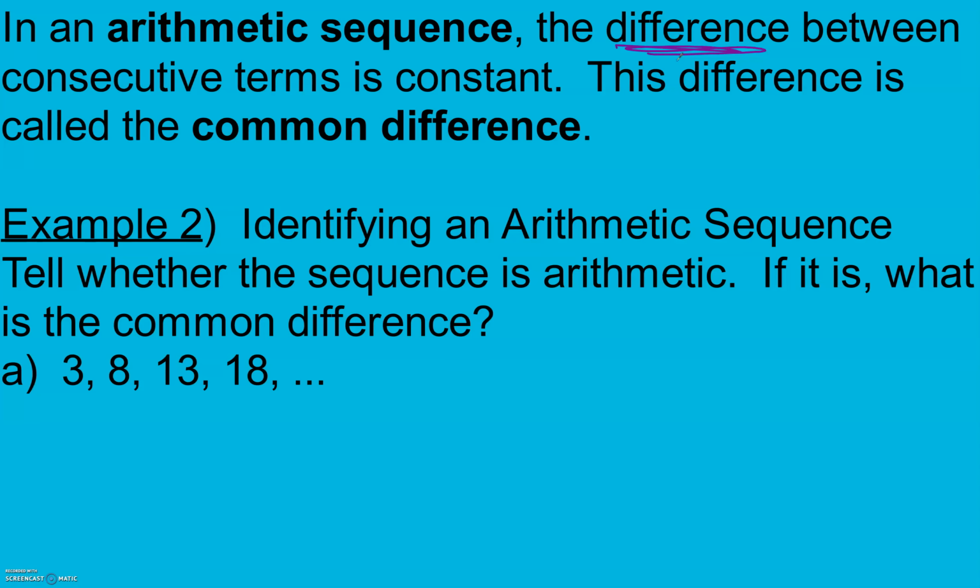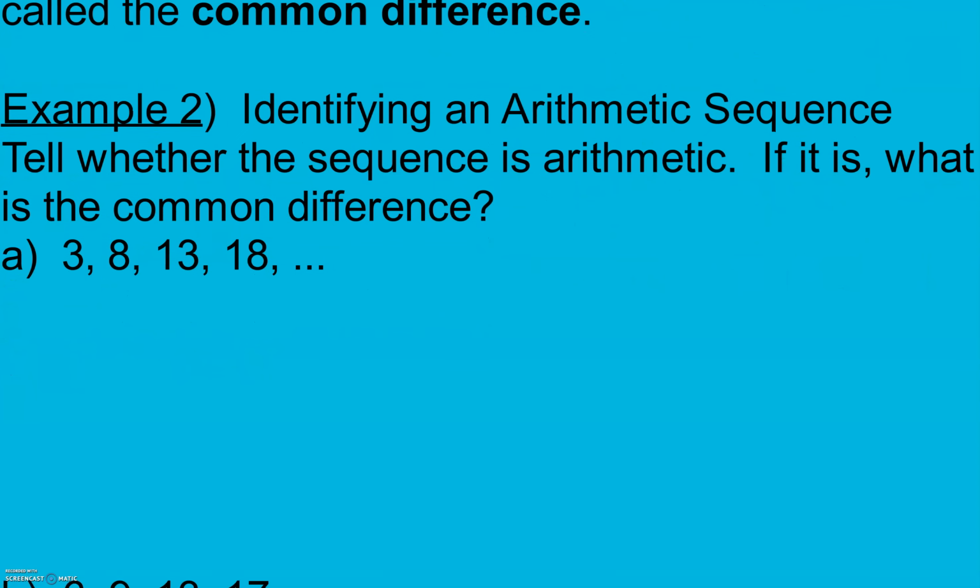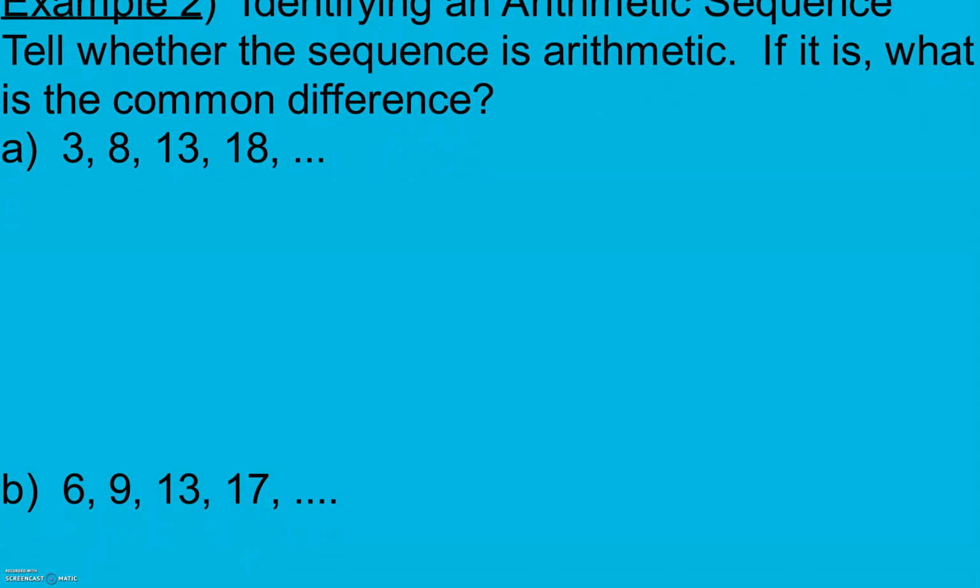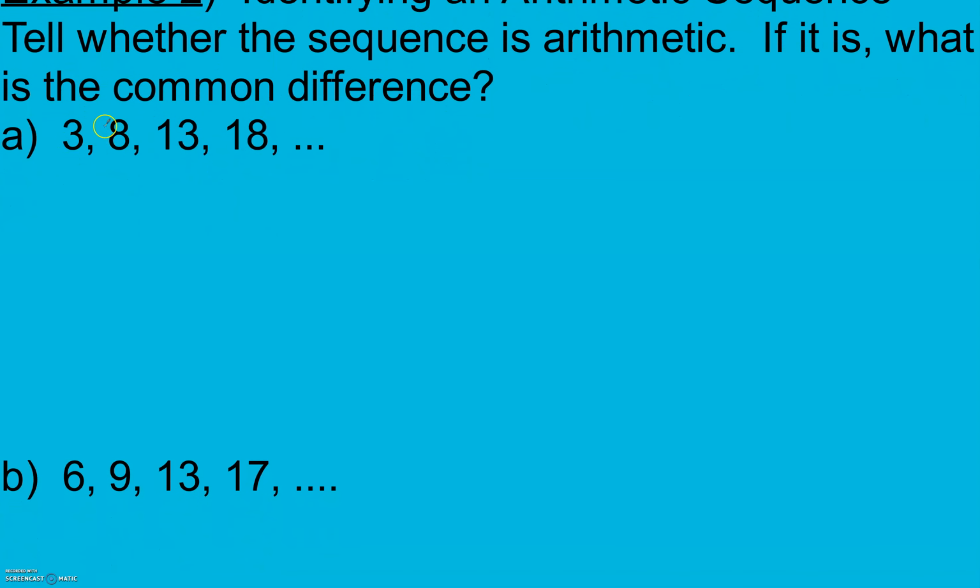So we're going to tell whether or not the sequence is an arithmetic sequence. If it is, what's the common difference? So here, from 3 to 8, I add 5. To go from 8 to 13, I add 5. And to go from 13 to 18, I add 5. So here, since I'm adding every time, and it's the same amount every time, this is an arithmetic sequence. So is it? Yep. And what's our common difference? D for common difference. Here it's going to be a positive 5.